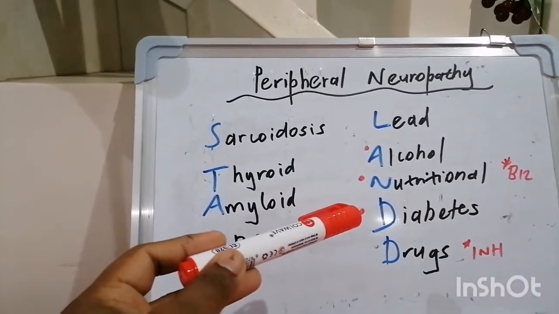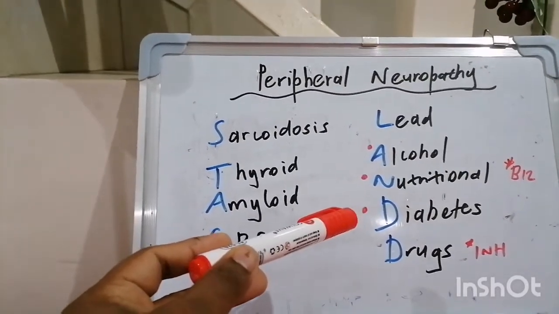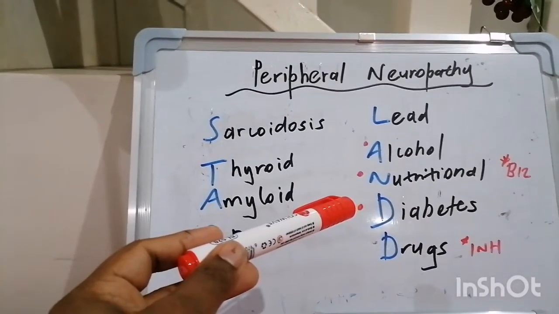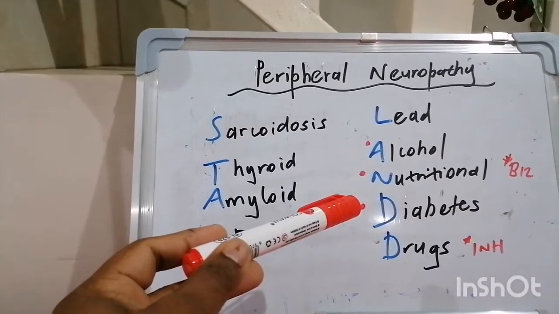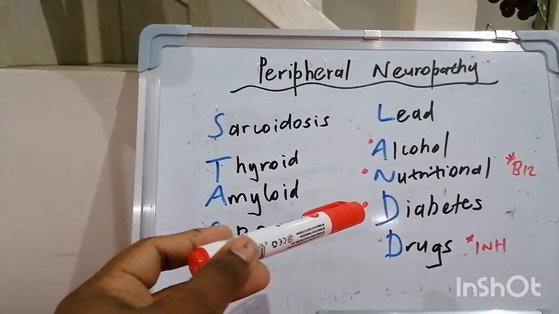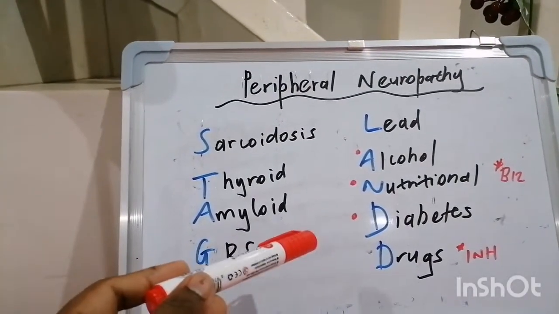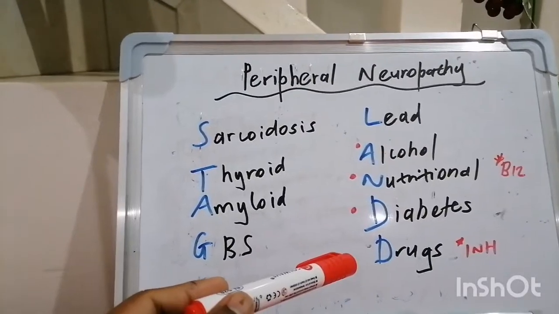Diabetes manifests with a plethora of neurological manifestations, including motor, sensory, and autonomic dysfunction, notably erectile dysfunction and postural hypotension. Also, don't forget mononeuritis multiplex, diabetic amyotrophy, and the diabetic third nerve palsy, which is pupil sparing. Drugs as well, especially isoniazid we mentioned.